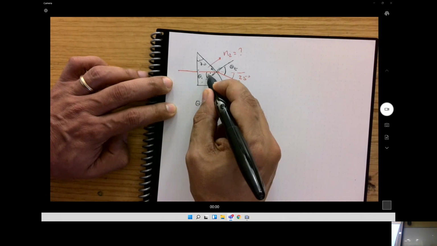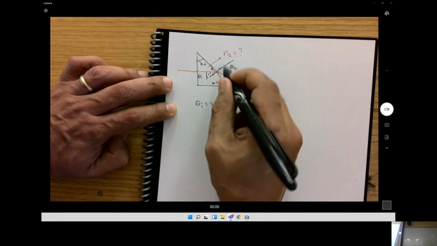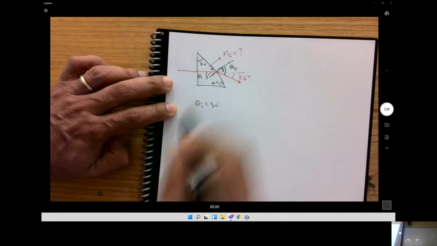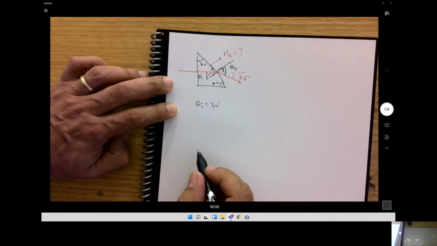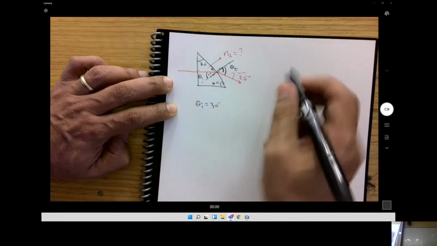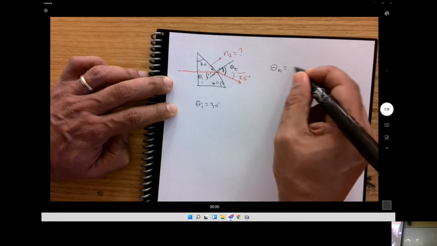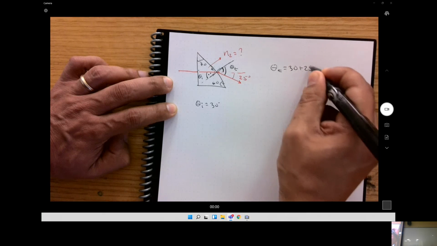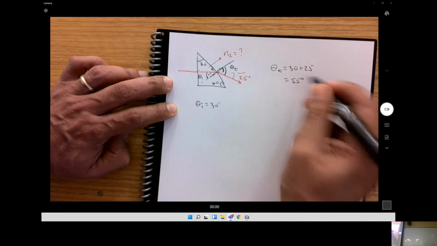This angle is going to be the same as this angle over there. So the angle of transmission is going to be 30 plus 25 degrees. So it's going to be 55 degrees.